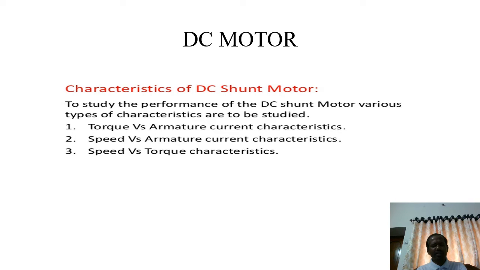So here, what is a speed versus torque characteristic? These three, torque versus armature current, speed versus armature current, and speed versus torque characteristic, are important to determine the performance of the machine. These three characteristics are very essential.